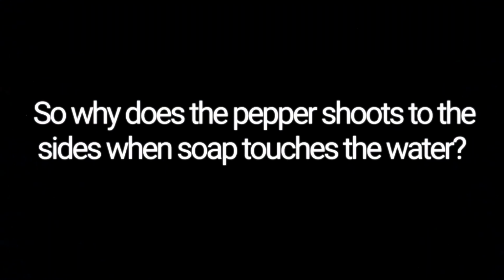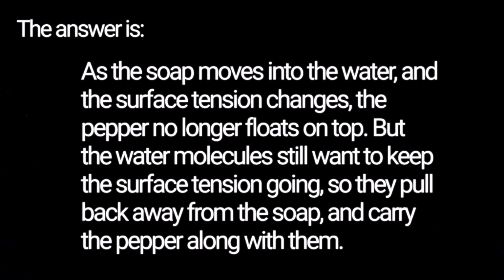Why does the pepper shoot to the side when soap touches the water? As the soap moves into the water, and the surface tension changes, the pepper no longer floats on top. But the water molecules still want to keep the surface tension going, so they pull back away from the soap and carry the pepper along with them. So that is the explanation for our first experiment.